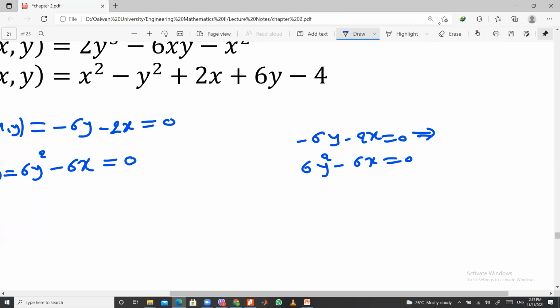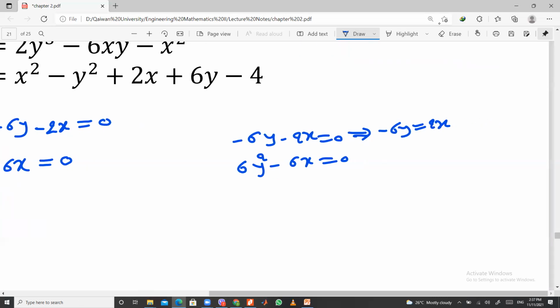From the first one, what's the value of x? Here, you say minus 6y equals 2x. So what's x? x is minus 3y. Here, put this in equation 2. We are going to replace x by minus 3y. You can also use elimination by multiplying the first equation by negative 3, then x will be canceled out. Okay.